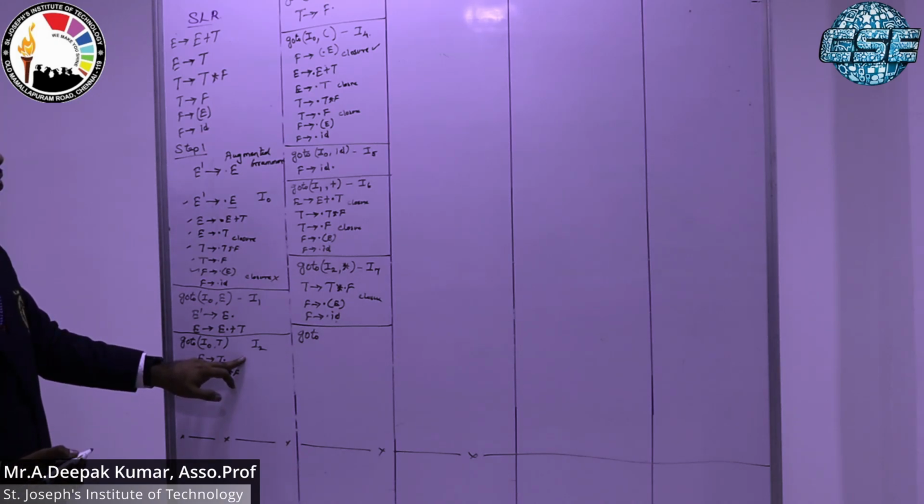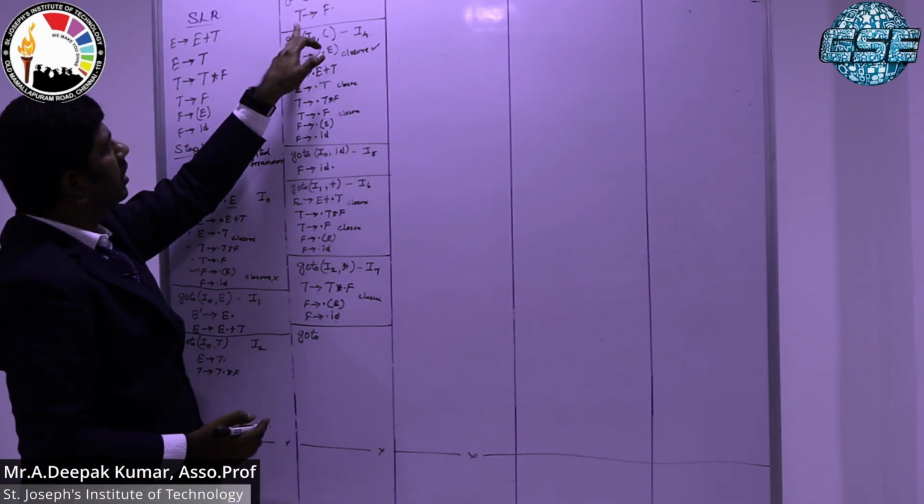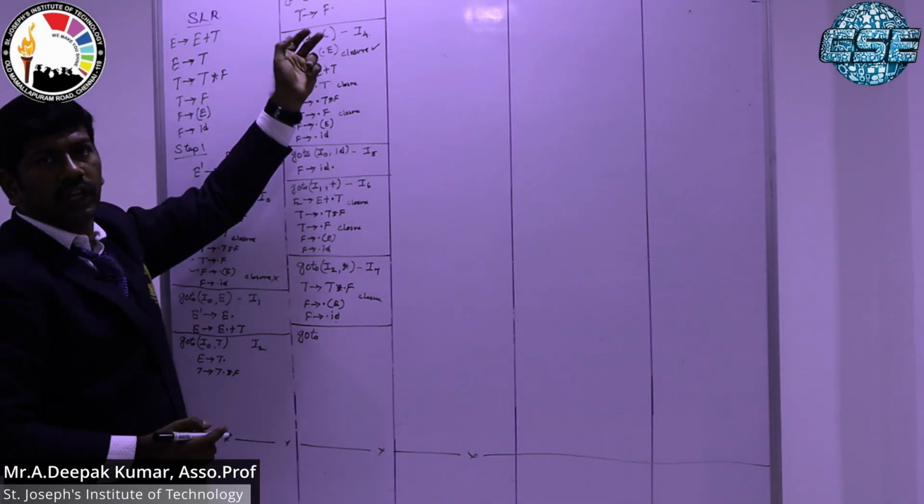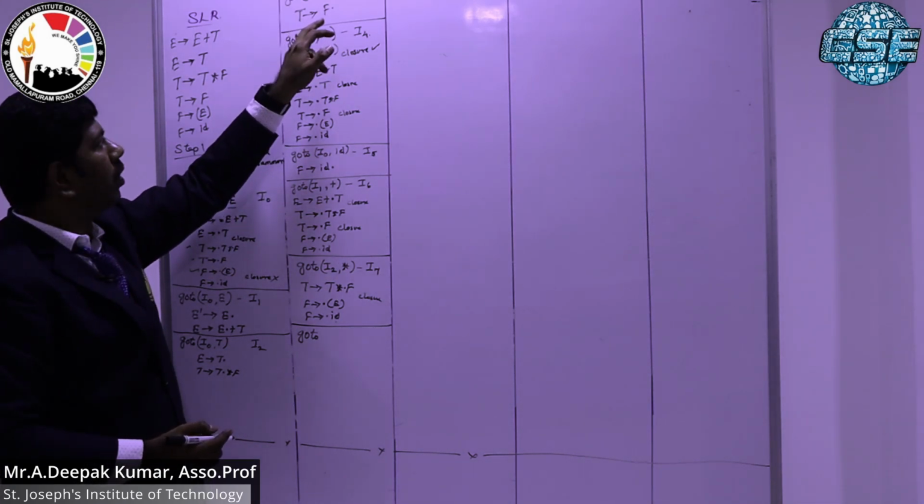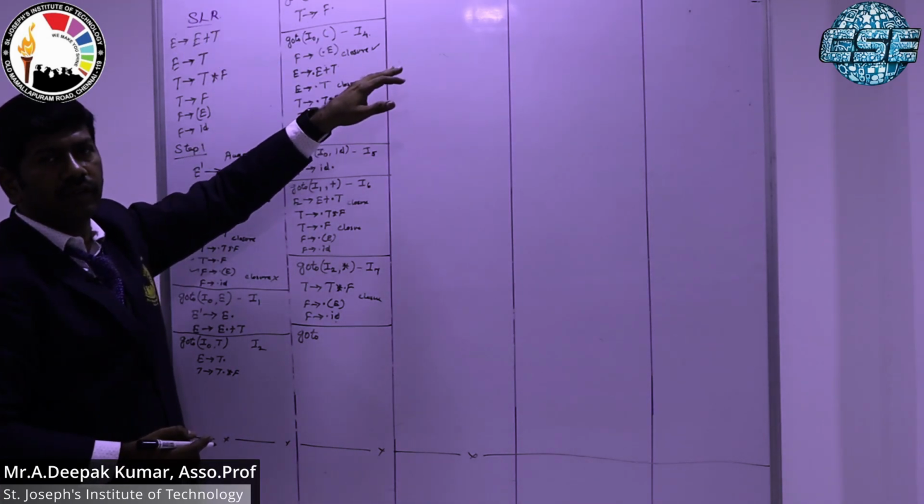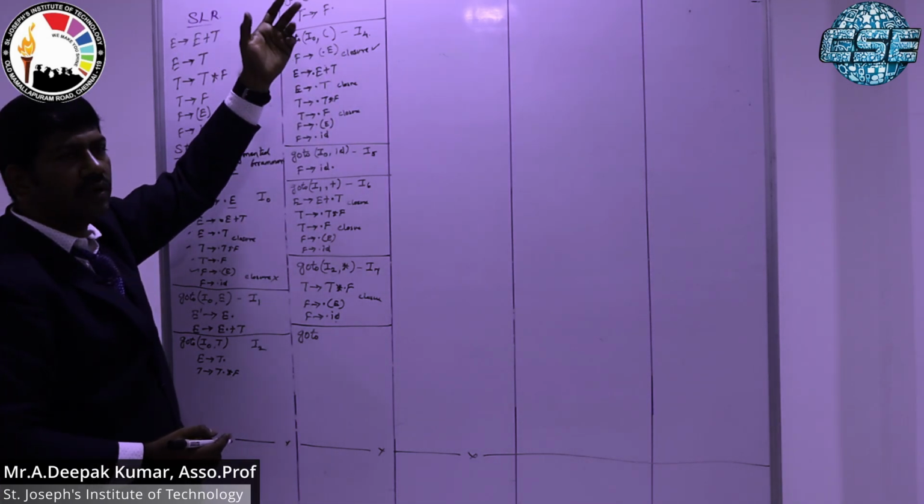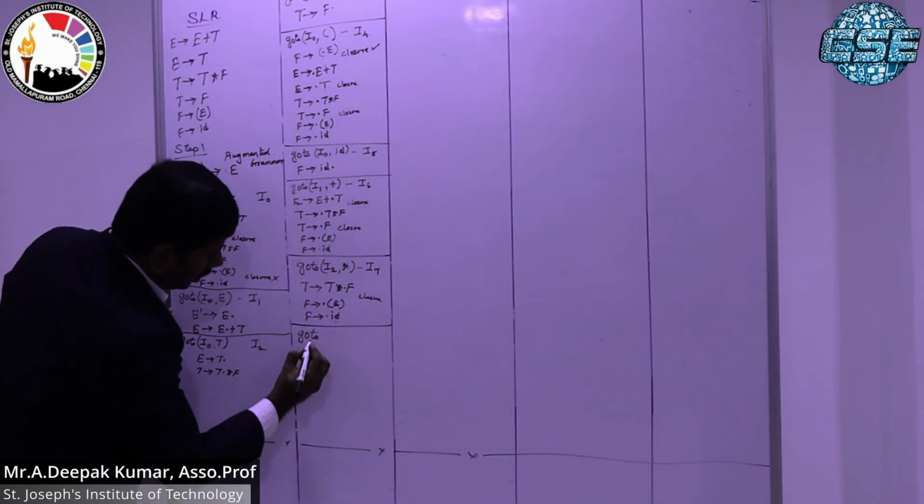Next, we are done with I2. Then we are supposed to go for I3. So please check the state I3. It has a production T derives F dot. That means no other operations are possible, because in the beginning itself we said our motto is to bring the dot symbol to the right-hand side of the grammar. It is already done now, so you can skip state I3. Then directly go for the next state, I4.